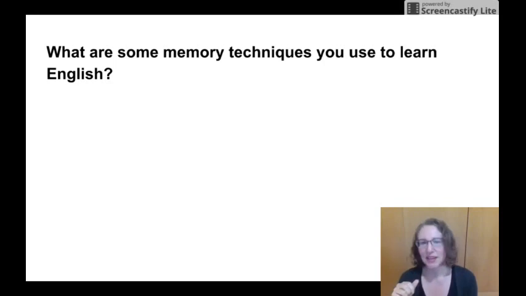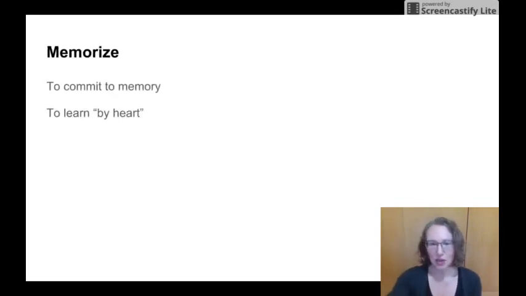Memorizing. Yeah, memorizing is a classic one. Does everybody know what memorize means? Right. It means committing something to memory. Another way of saying that is knowing something by heart, learning something by heart. And by heart is an English idiom. It means you know it so well that it lives in your heart. That's the idea. Who else memorizes presentations? Yeah, a lot of you do.